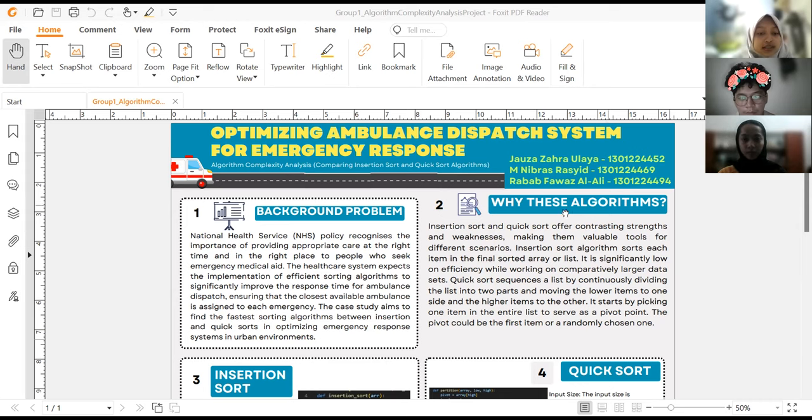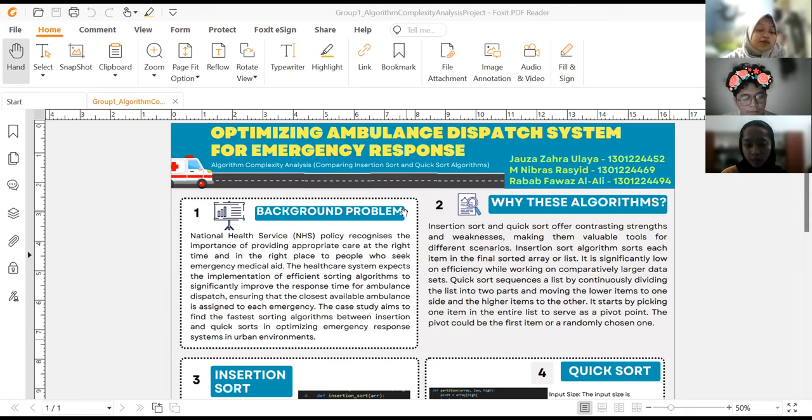So the National Health Service, NHS, policy recognizes the importance of providing appropriate care at the right time and in the right place to people who seek emergency medical aid. The healthcare system expects the implementation of efficient sorting algorithms to significantly improve the response times for ambulance dispatch, ensuring that the closest available ambulance is assigned to each emergency.